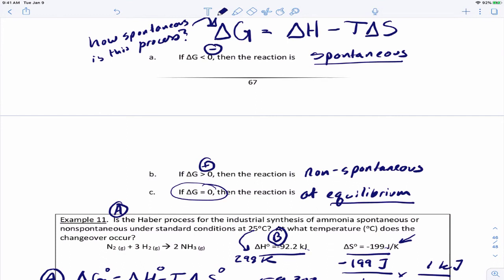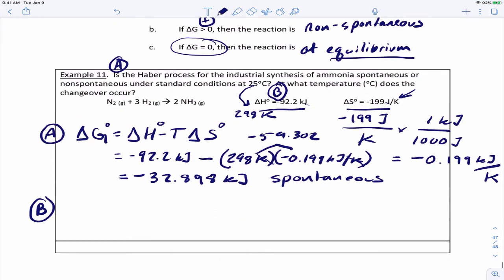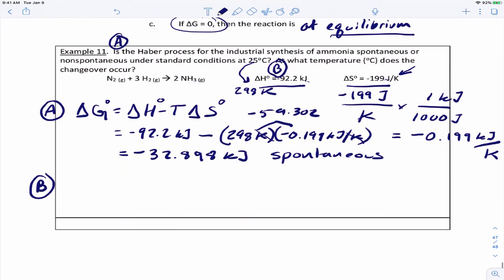And if we go to any temperature higher than whatever that number is, then whatever temperature is higher, that's got to be the changeover. So I'm going to rewrite this equation and put delta G is equal to zero. So delta G is equal to zero, and that's equal to delta H minus T delta S. Now we're going to solve for temperature.